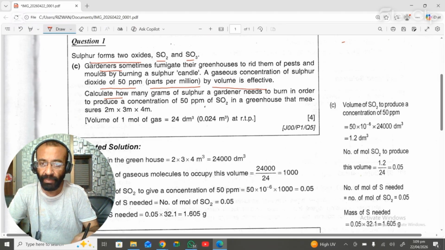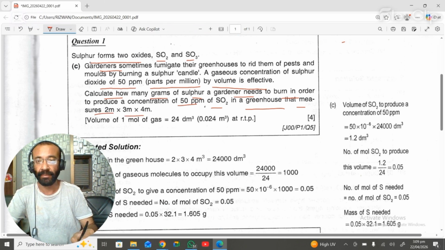Calculate how many grams of sulfur a gardener needs to burn in order to produce a concentration of 50 ppm of SO2 in a greenhouse that measures 2 meters by 3 meters by 4 meters.